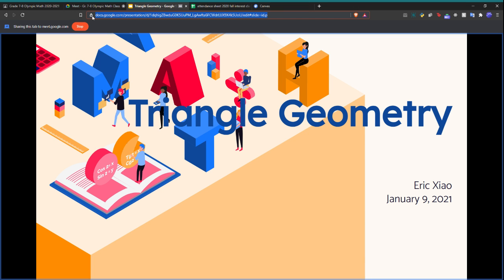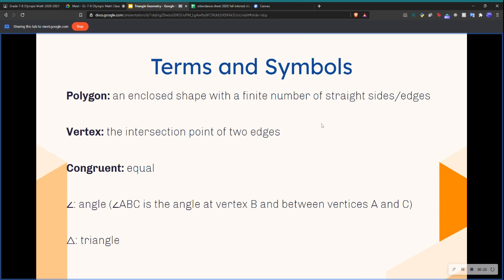Today, we're gonna go back to some lessons, and we're going to learn about triangle geometry. So let's get to the topic. All right. So before we move on, here are some prerequisite terms and symbols that you need to know before we get on to the next few slides.